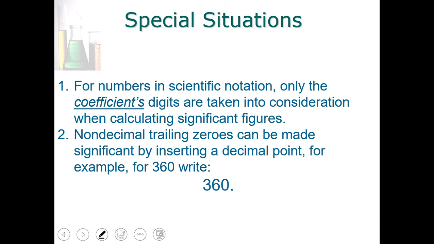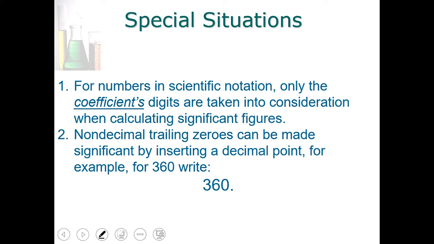Let's do a little practice here. First of all, let's consider some special situations. If a number is in scientific notation, we're only going to take into account the coefficient's digits, not the exponent. So only the coefficient's digits are taken into consideration when calculating significant figures.